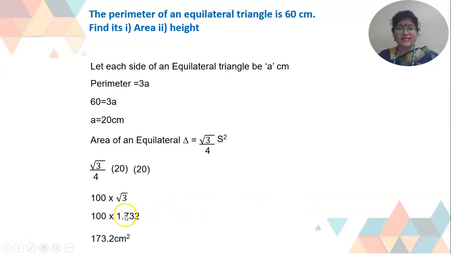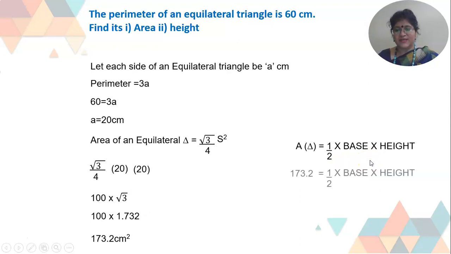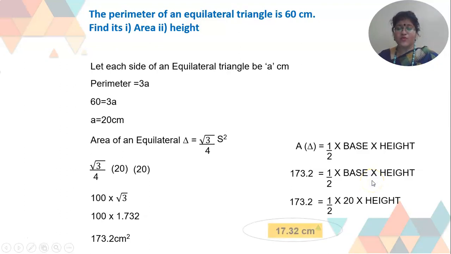And after doing that, substitute the value of root 3, which is 1.732. You have done this in your earlier video lessons. You've learned how to find the square root by division method. And after having found out the area of the equilateral triangle, use the formula area of the triangle is half base into height. Substitute the values. You know what the base is, but you don't know the height. And when you calculate the height, you get it as 17.32.